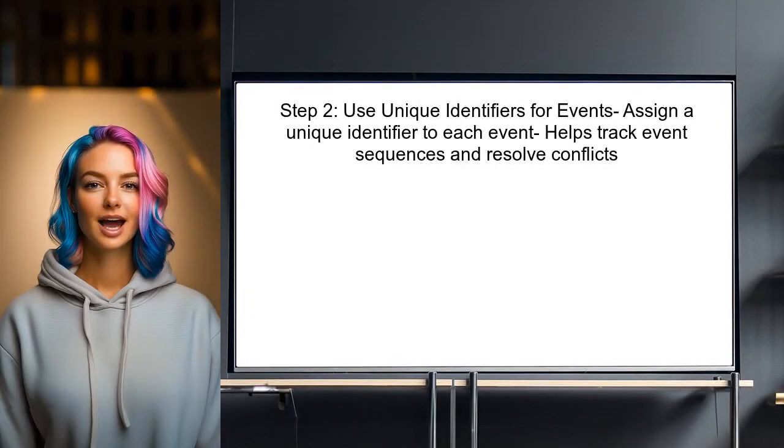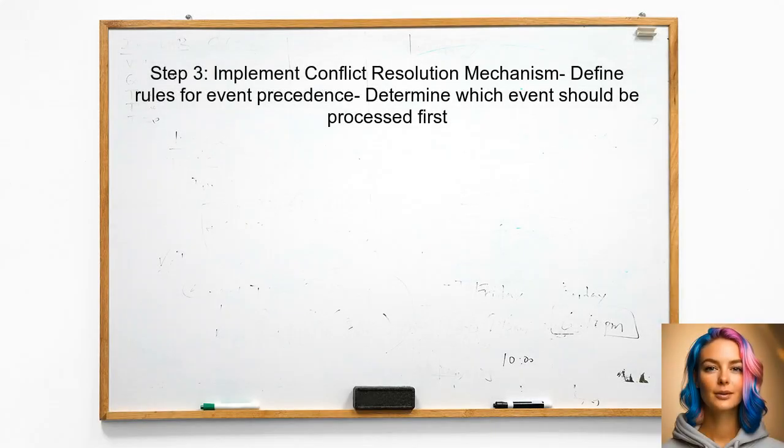Next, the user should consider using a unique identifier for each event. This identifier can help in tracking the sequence of events and resolving conflicts when they occur. Additionally, the user can implement a conflict resolution mechanism. This could involve defining rules for which event takes precedence when two conflicting events are received.